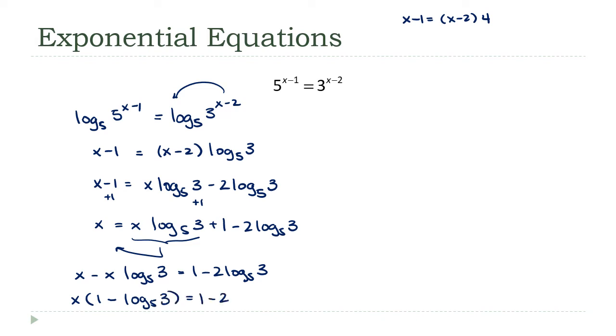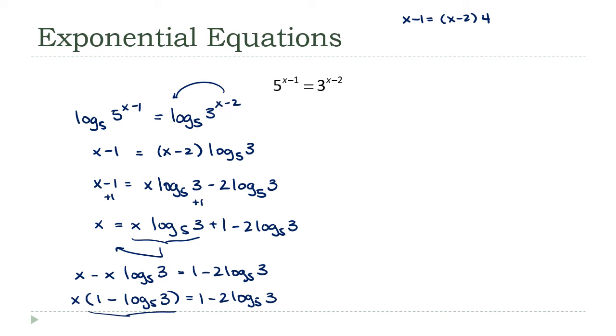equals 1 minus 2 log base 5 of 3. And now we're there, right? One more step. This 1 minus log base 5 of 3, that's a number. Right? That's a number. It's a weird number, but it's a number. I'm going to divide both sides by it, and I'll get my final answer.